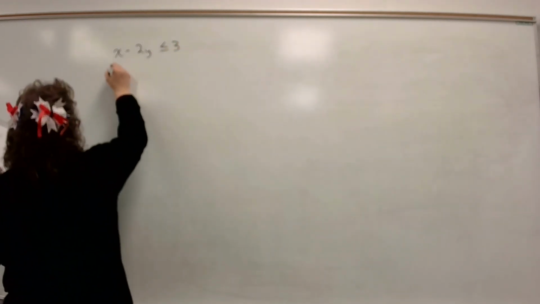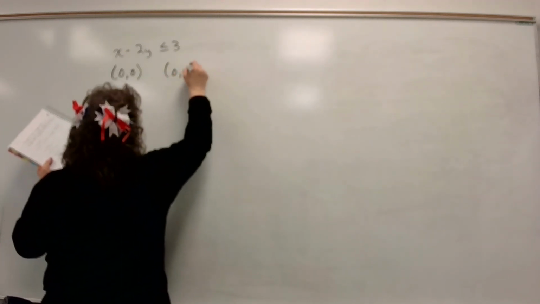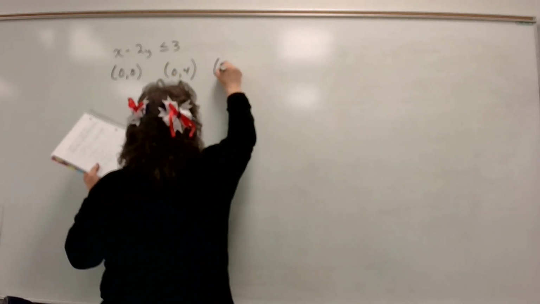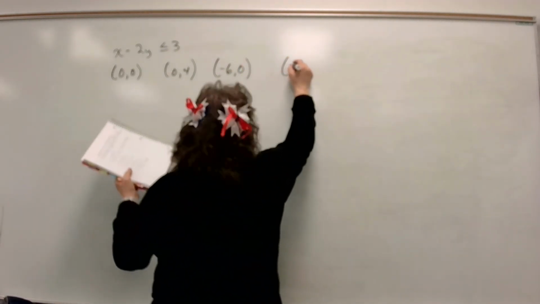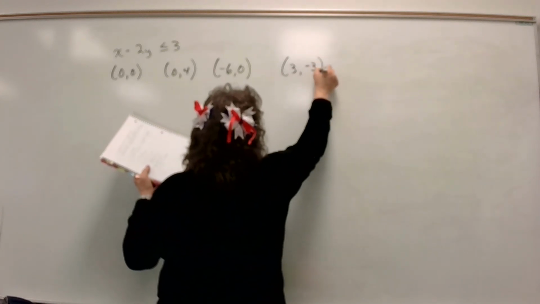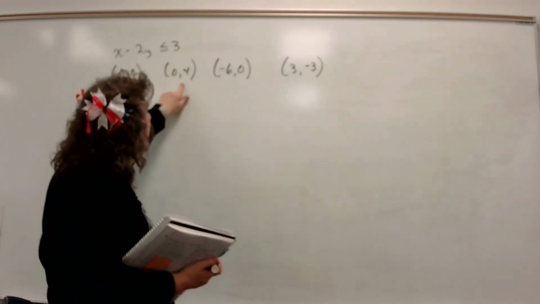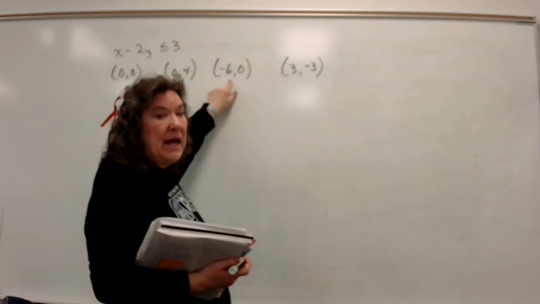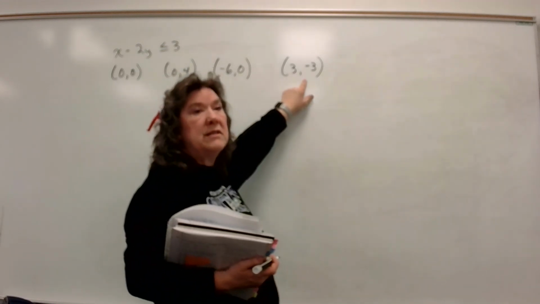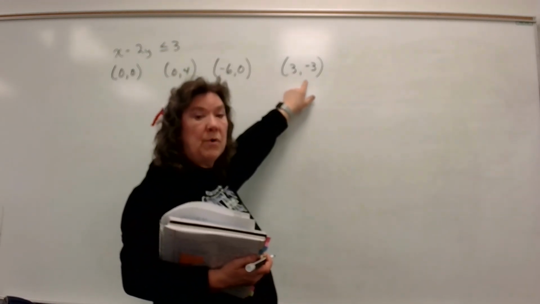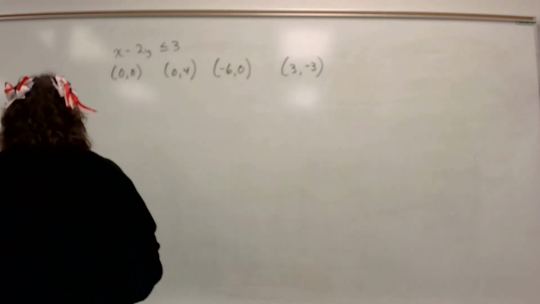And then I have four ordered pairs: (0, 0), (0, 4), (-6, 0), and (3, -3). So this is the origin, this is in the first quadrant, this is on the x-axis at the negative side, and this one is in the fourth quadrant. Okay, so let's see what this gives us when we put this in.